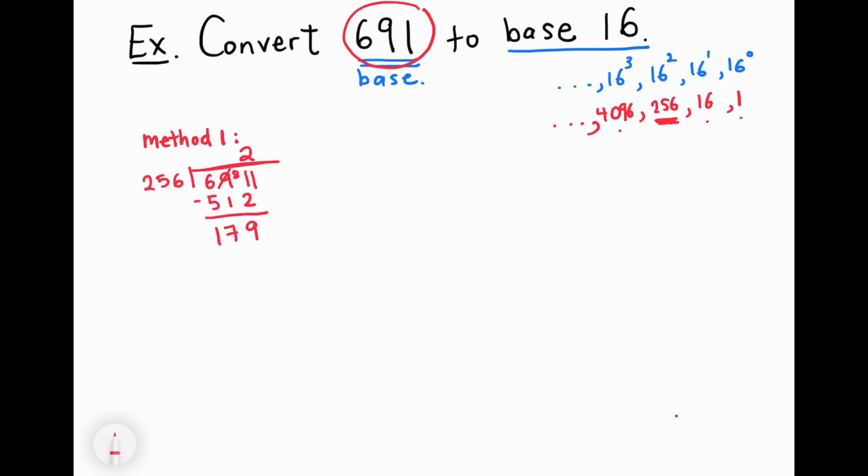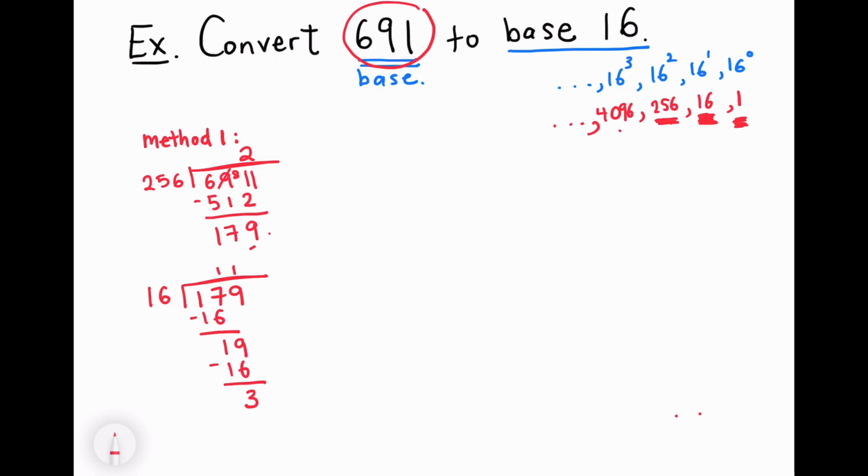That's my remainder. Now I'm going to see how many groups of 16 go into this remainder, so I divide it by 16. With 179, 16 goes into 17 once. I subtract and bring down. 16 goes into 19 once. I subtract, and my remainder is 3. And 1 obviously goes into 3 three times.